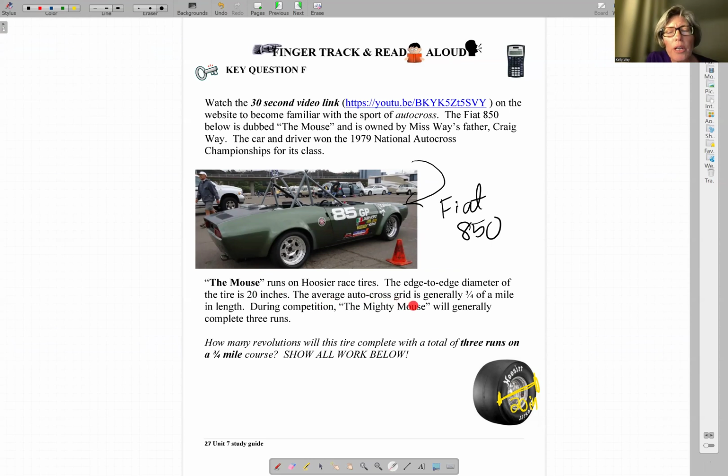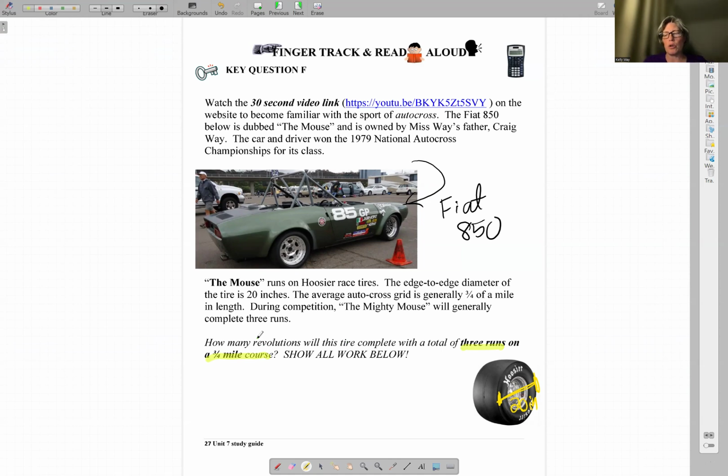The average autocross grid is approximately 3/4 of a mile in length. During competition, the Mighty Mouse will generally run 3 runs. So part of your calculations of cost is to figure out how many sets of tires you're going to need for the entire year. You first want to figure out how many revolutions there will be for a total of 3 runs on a 3/4 mile course, in a single competition.